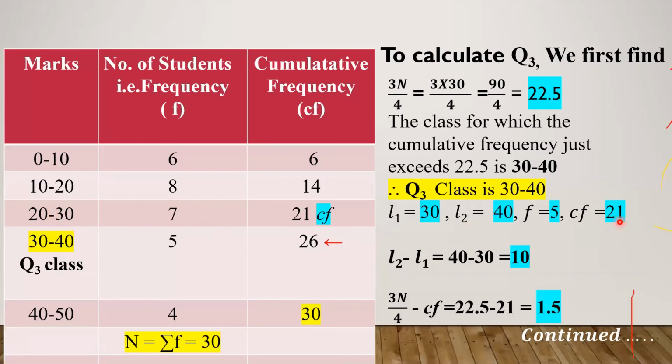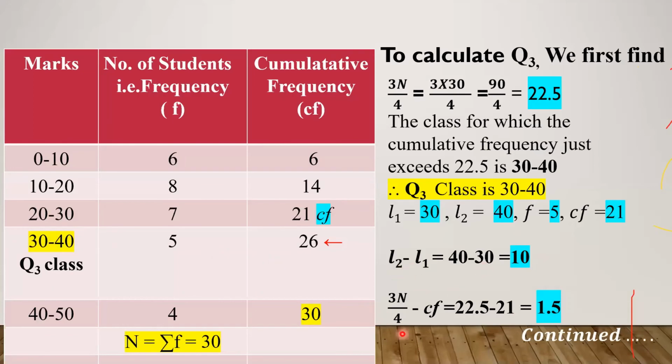Now you will calculate L2 minus L1. L2 is 40, L1 is 30, so 40 minus 30 gives you 10. So the width of this class you can very well see. It is between 30 to 40, so the length is 10. So L2 minus L1 is 10.